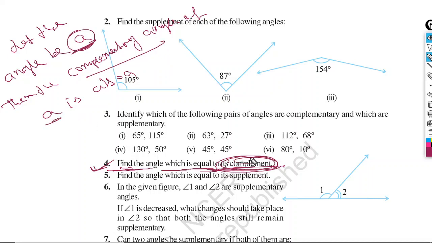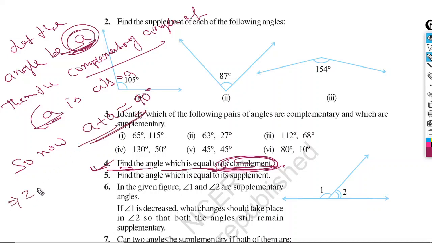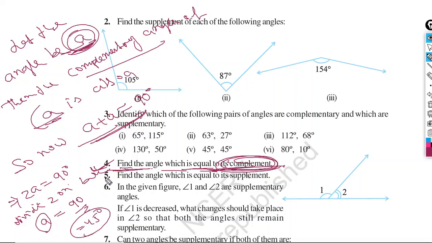What do we have to do? We have to find the value of A. So now as A and A both are the same and they are complementary, therefore A plus A equals how much? 90 degrees, because they are complementary. This implies A plus A is 2A. 2A equal to 90. Now what will you do? Divide by 2 on both sides. Now A equals 90 by 2. The 2 will be cancelled here, which is equal to 45 degrees. So what is the value of A? A is 45 degrees. So we found A.